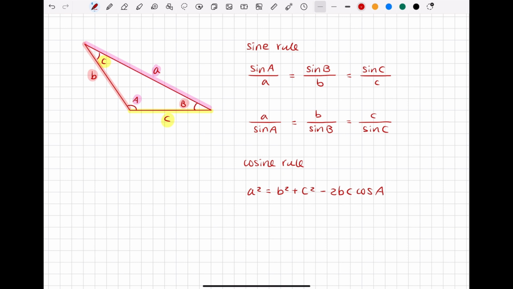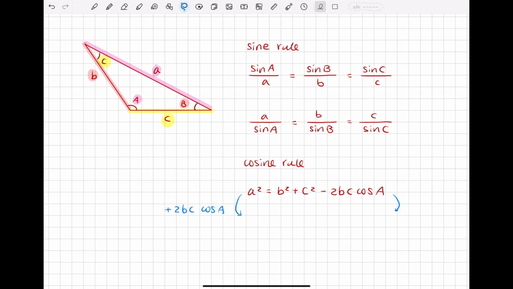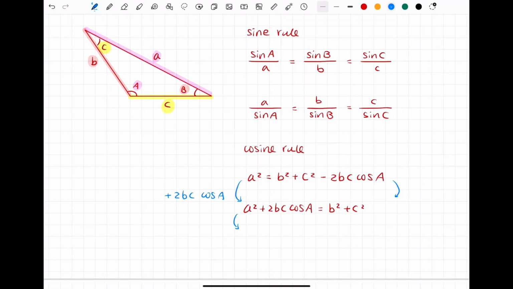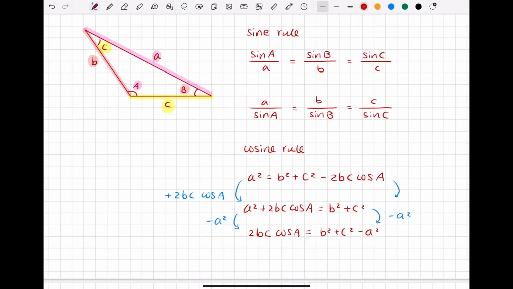So what we can do is add 2BC cos A on both sides, and then subtract A squared from both sides. After that, because we want cos A by itself, we can divide by 2BC. And this is another version of the cosine rule. However, you don't need to memorize this as long as you know how to rearrange to make cos A the subject.